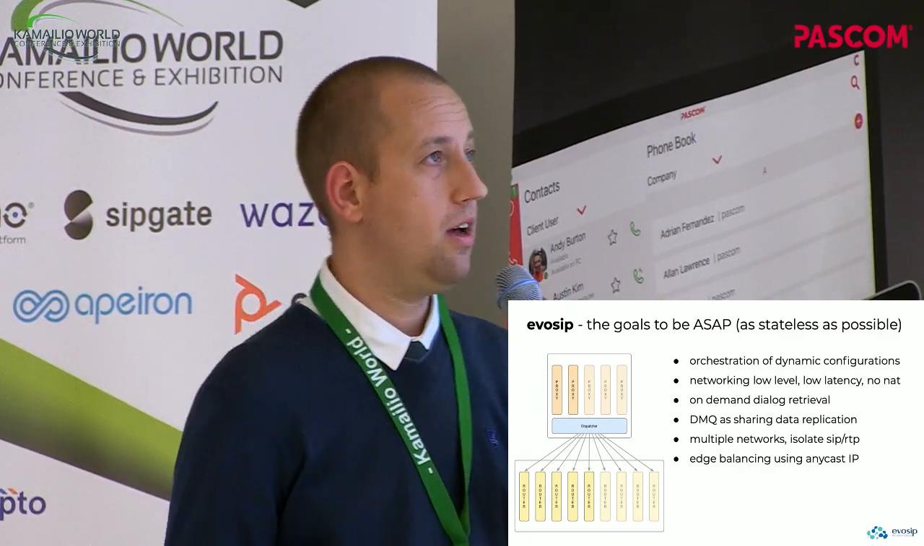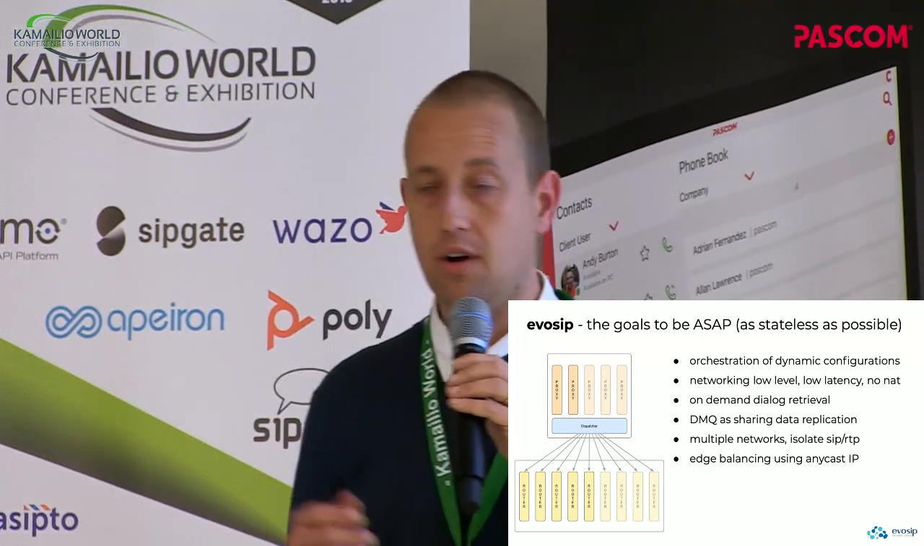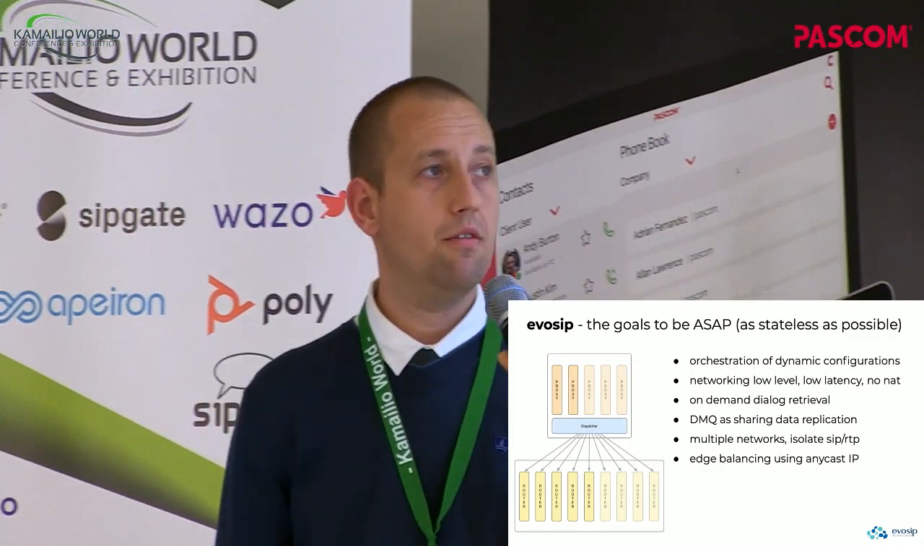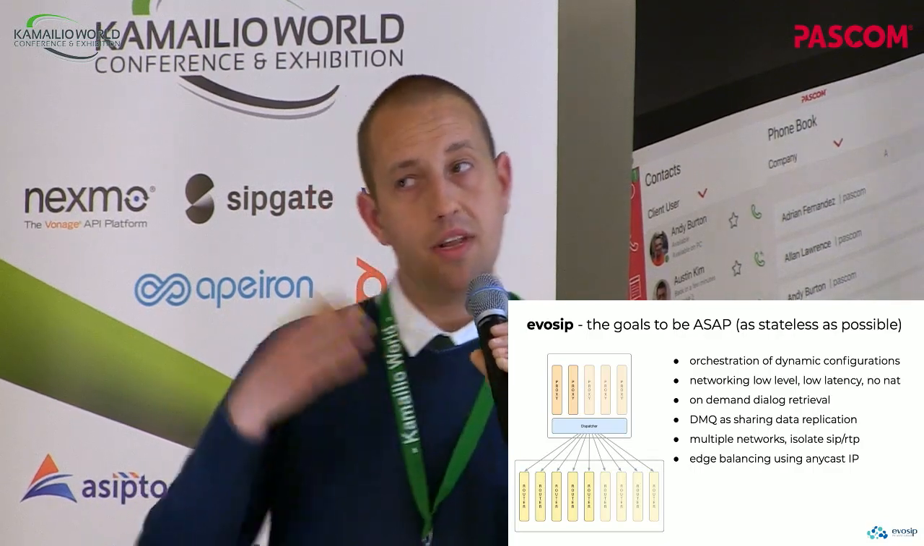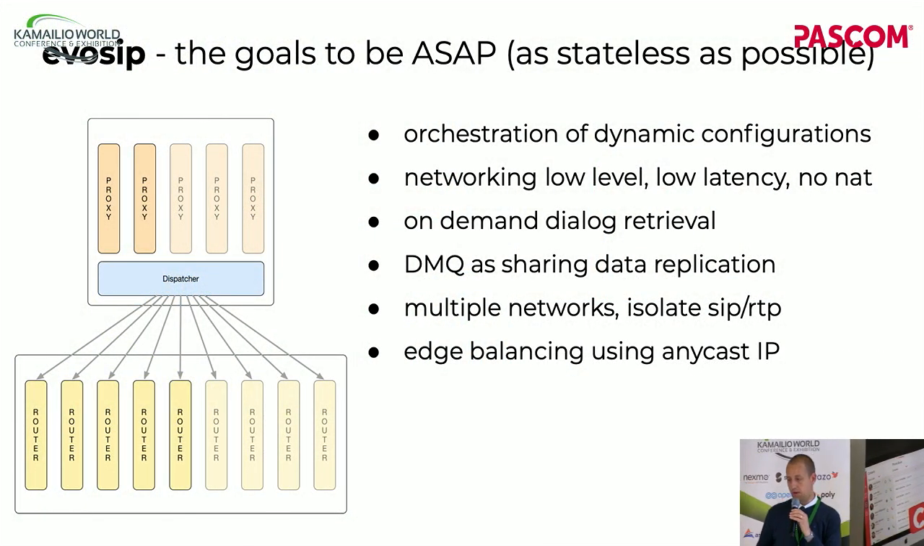And thanks to the help of Daniel, in the routing layer we implemented on-demand dialog retrieval for failover stuff. We use DMQ as shared data replication for user location and hash table. And we wanted to have multiple networks inside the pods in order to isolate SIP and RTP traffic from other services. And for UDP, we use edge balancing using Anycast IP.